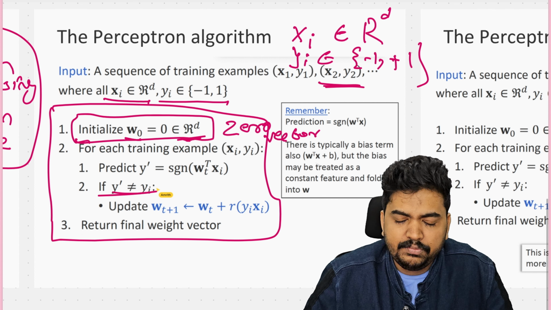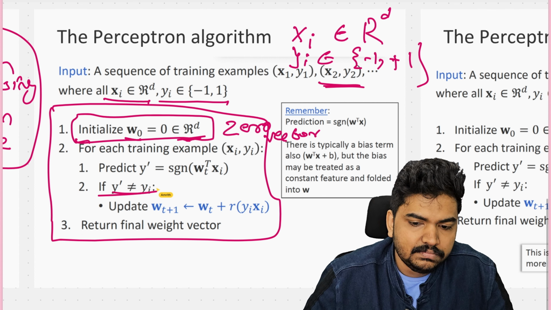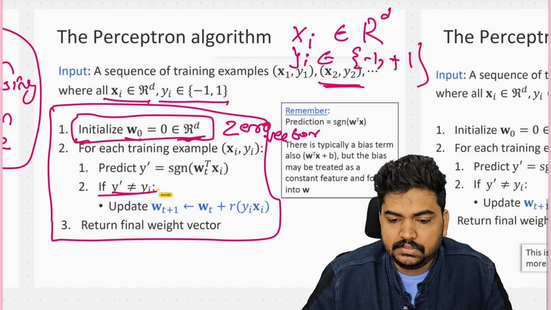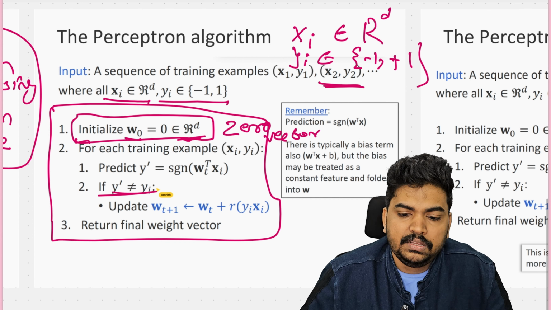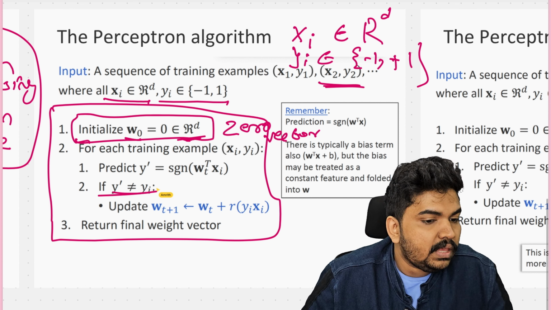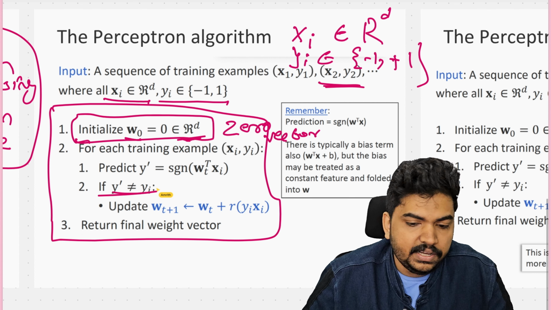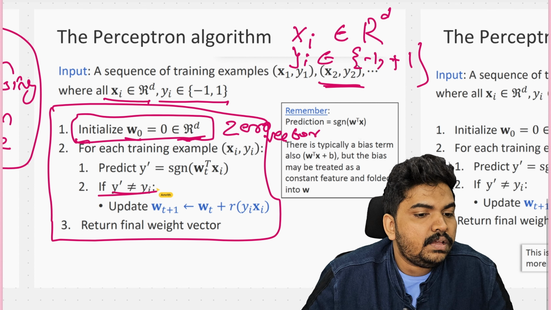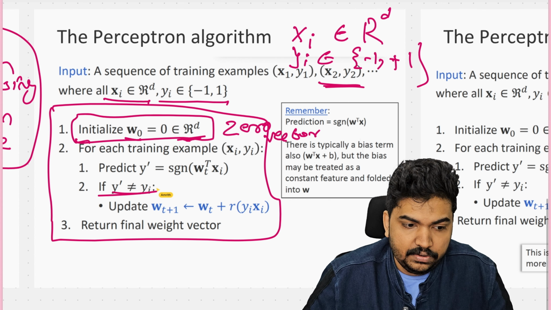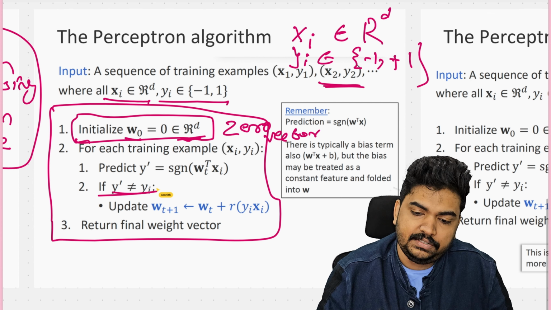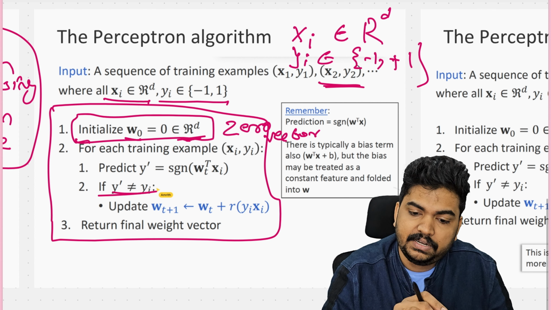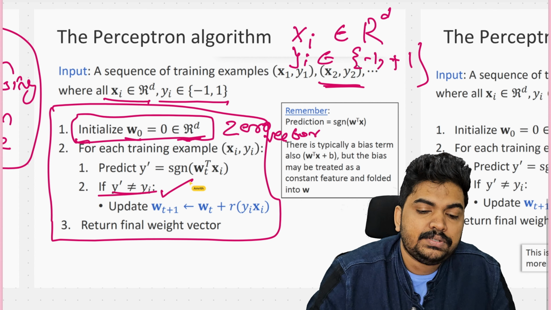The true label was yi, we predicted something else, which is y dash. In this case, there are only two labels. So if yi is 1, then y dash has to be -1. And if yi is -1, then y dash has to be 1 if they are not equal. So if y dash is not equal to yi, then there is a mistake. And since it is a mistake-driven algorithm, the perceptron's internal state, the weight vector, gets updated precisely at this point.